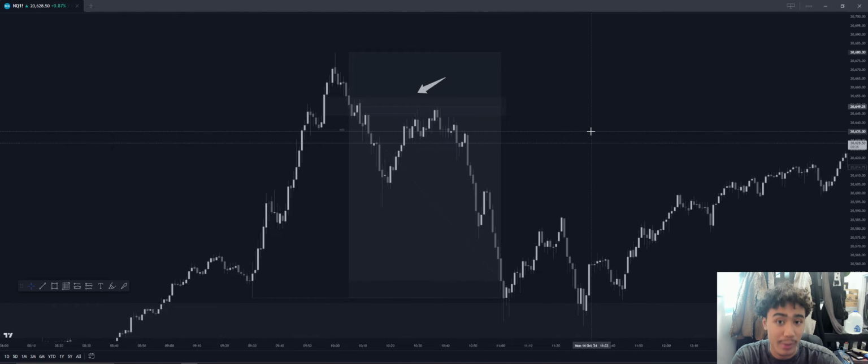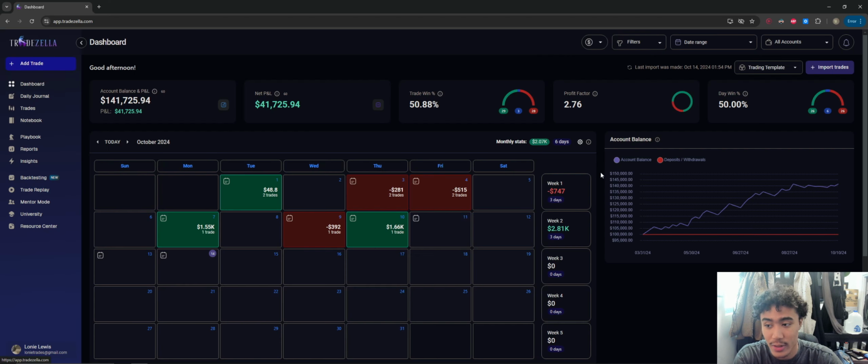Now that we've explained the trade and why we were looking to execute upon this setup, let's go into TradeZella and make the playbook. So when you do first open TradeZella, this is how your dashboard will look. You have your account balance, net P&L, trade win, profit factor, day win. You can customize it to whatever you like. However, this is not a TradeZella tutorial, instead a trade strategy tutorial in putting everything together.